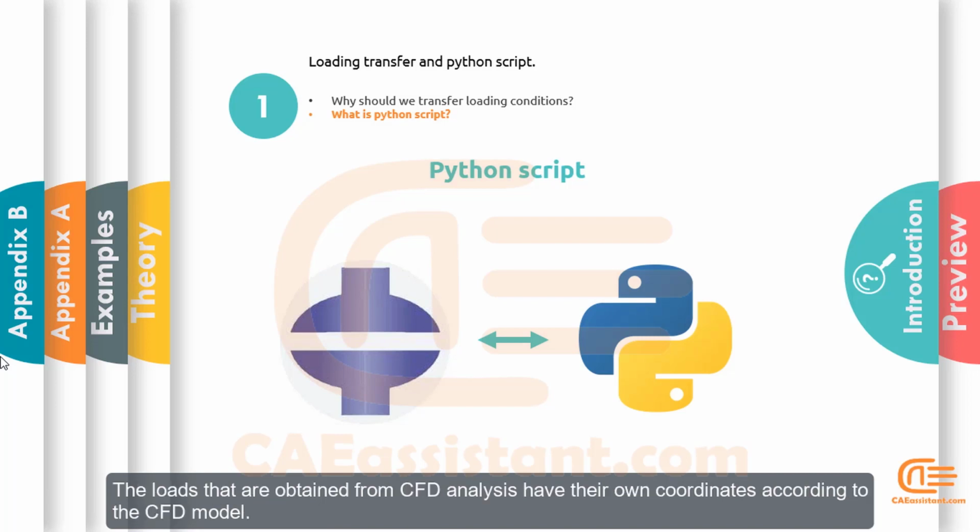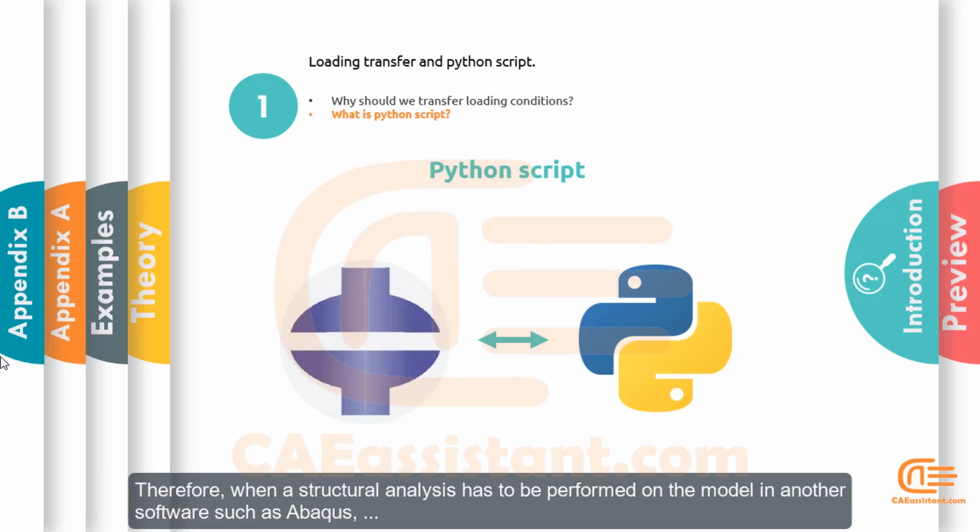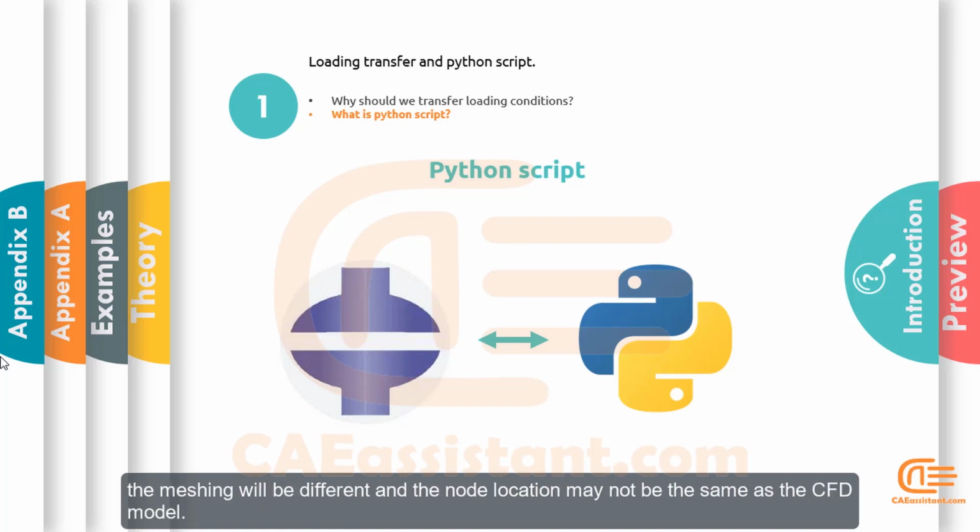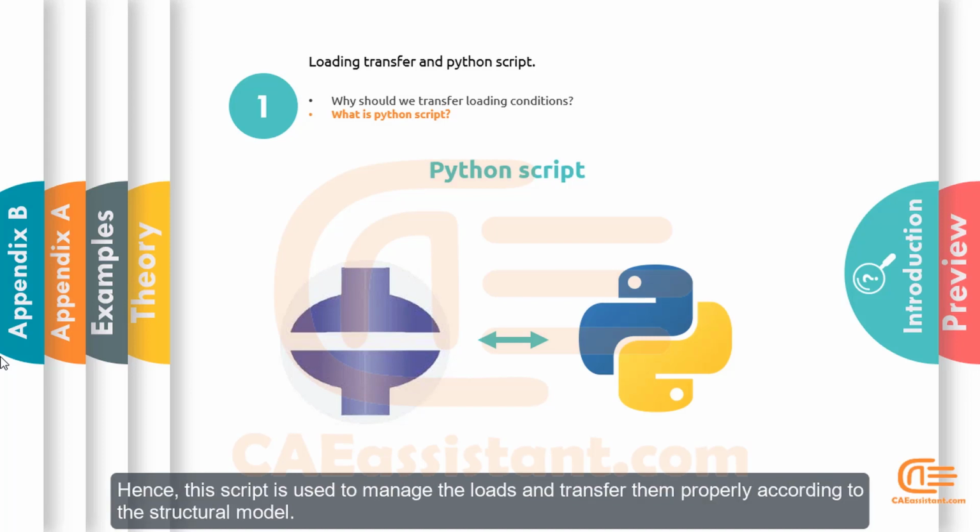The loads that are obtained from CFD analysis have their own coordinate according to the CFD model. Therefore, when a structural analysis has to be performed on the model in another software such as Abaqus, the meshing will be different and the node location may not be the same as the CFD model. Hence, this script is used to manage the loads and transfer them properly according to the structural model.